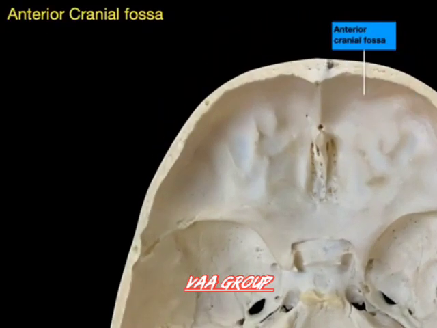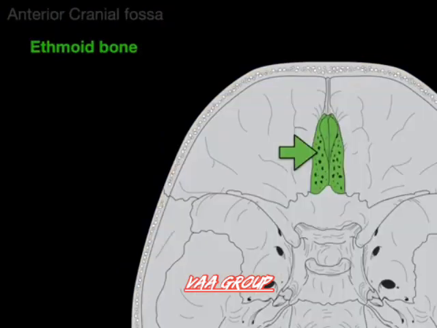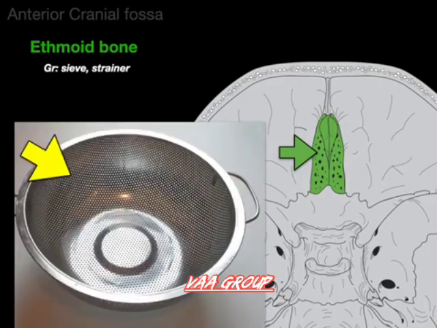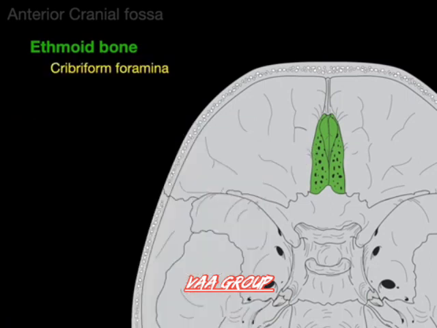So let's talk about the anterior cranial fossa first. And inside that is the ethmoid bone there in green. And ethmoid is Greek for a sieve or strainer, something like that. Because doesn't the bone kind of look like that? Like you could view a colander with water going through that. And so the cribriform plate has all of these holes called the cribriform foramina.